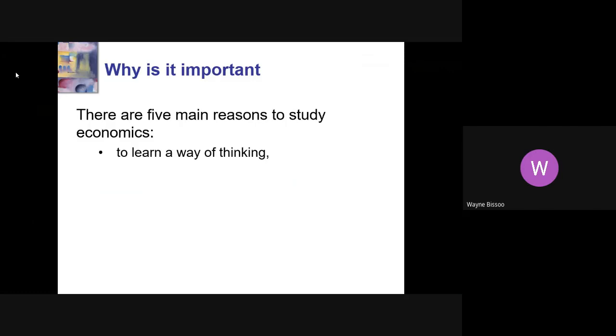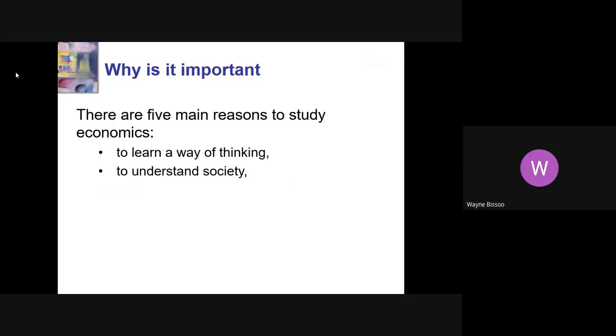So why is economics important? Now, there are five things that we've identified in our reasoning here. The first thing is to learn a new way of thinking. And the way of thinking we're talking about here is rational, logical thinking processes. This is something that goes together with critical thinking. We want you to develop critical thinking skills. That's something that's written all over our course outlines. And economics helps us to look at things from a rational and logical perspective. And that's one of the reasons why you should study economics.